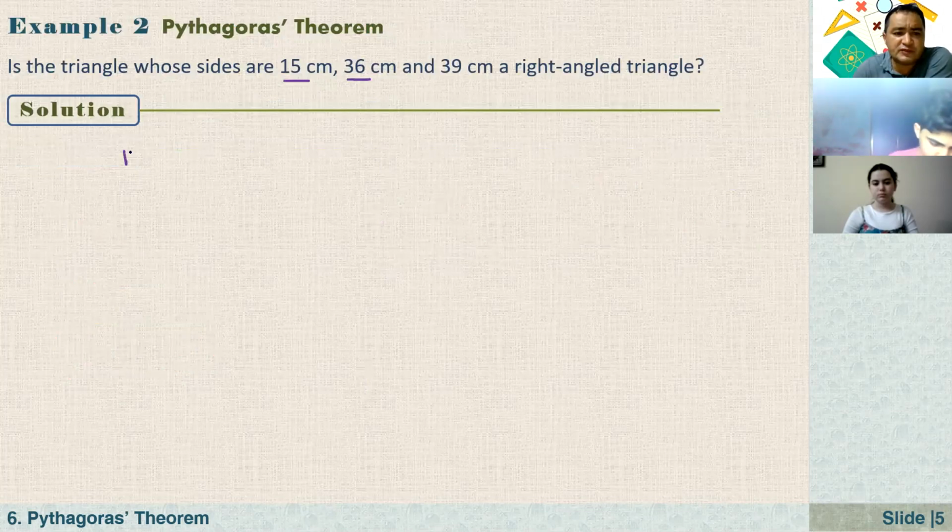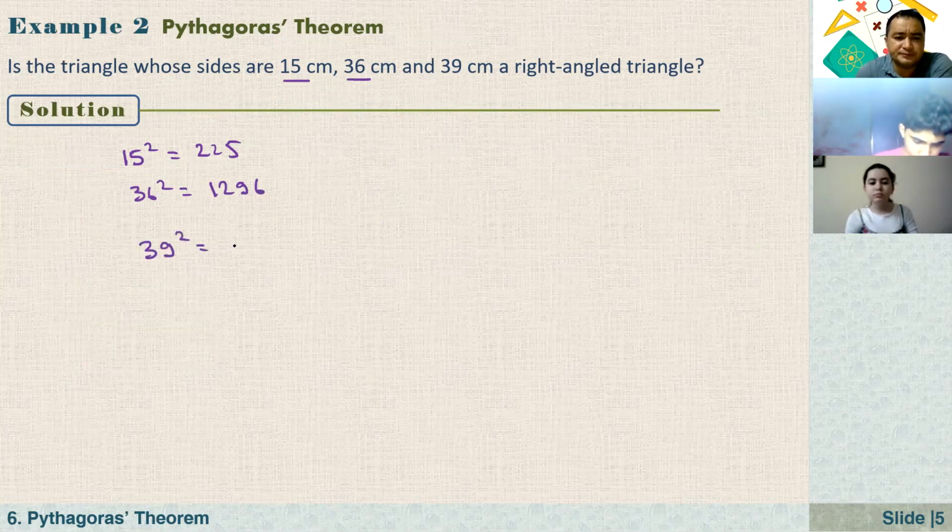Actually, to verify this, let's just find the squares. 15 squared is equal to 225. 36 squared is equal to, what is 36 squared? It is 1,296. And how about 39 squared? 39 squared is 1,521. So if we add these two numbers, 1,296 plus 225, that's equal to 1,521. So that means the answer is yes.